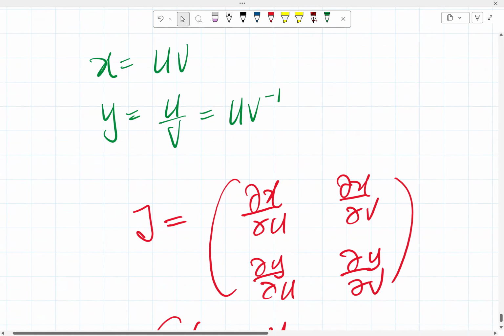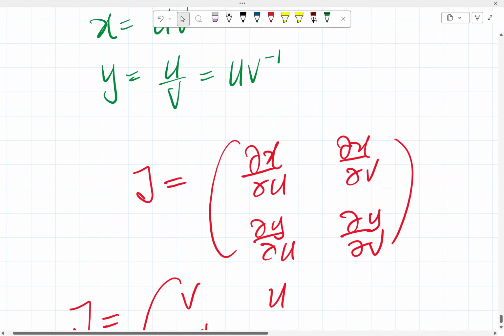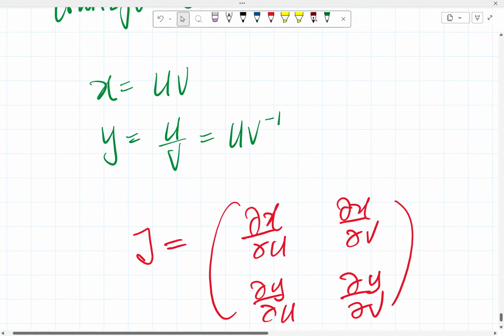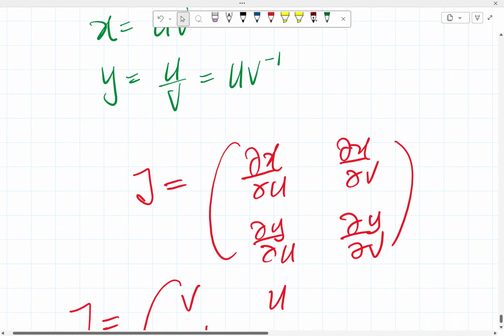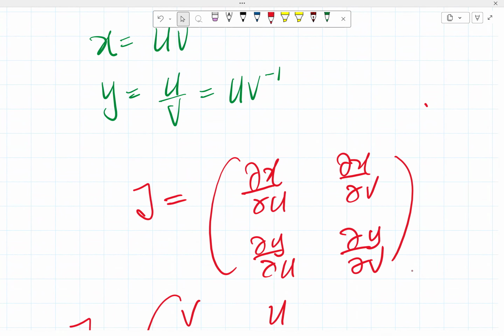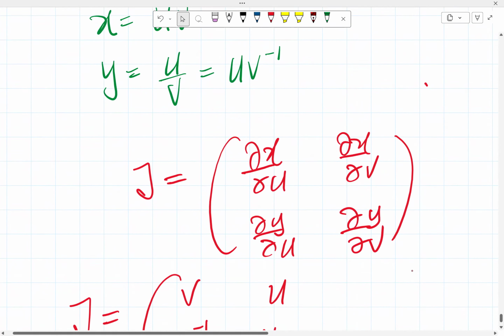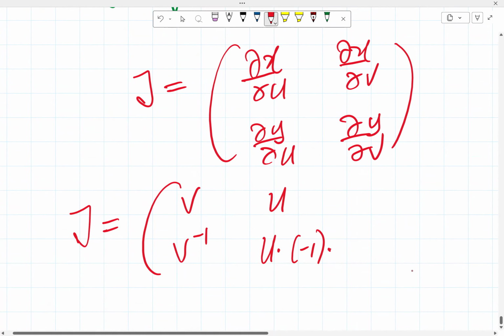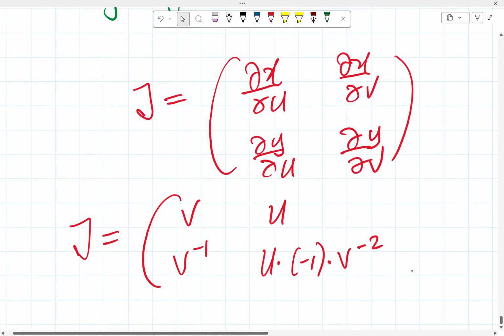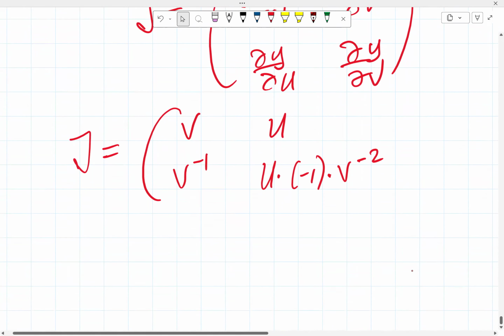Now that's multi-layered, so we could use a quotient rule, right? For partial y, partial v, we fixed u, so we have u here multiplied by, for v, bring down the power minus 1, then the original v that was there raised to the power minus 2. Bring down the power, reduce the power by 1. So I think that's about what we have.